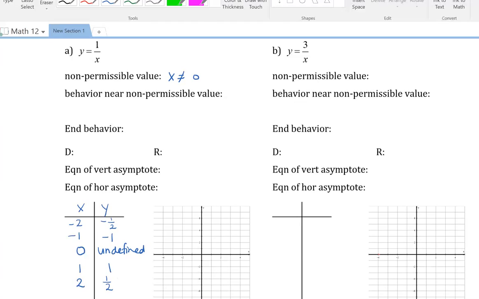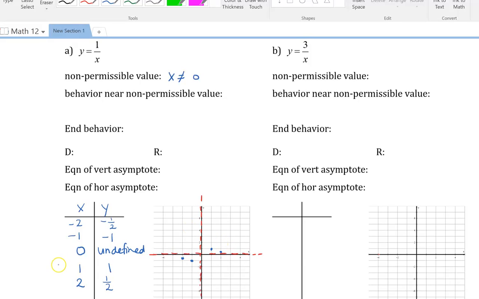Now, to start by graphing, I recommend that you start with that undefined value. So when x is 0, we get undefined, and that is represented by this dotted line, which actually is called the vertical asymptote. Now, for the purposes of this example, we also have a horizontal asymptote, and you'll see this when I do some graphing. So I'm going to plot the other 4 points: -2, -0.5; -1, -1; 1, 1; and 2, 0.5.